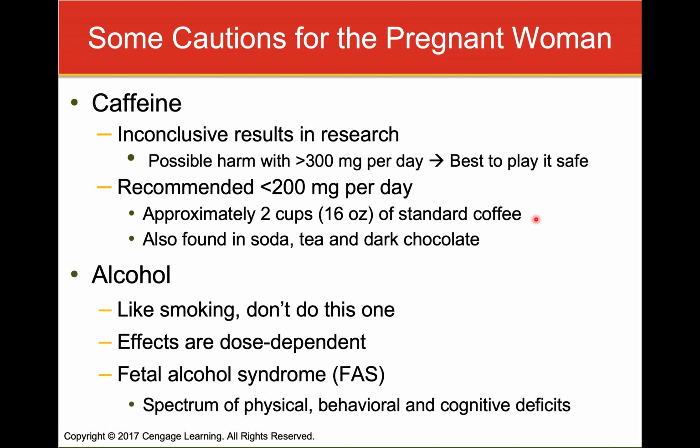Standard would just be taking a normal blend and making it as a drip. It would not apply to something like Starbucks, which has much higher amounts of caffeine. So if you get your coffee from a common place like Starbucks or Dunkin' Donuts, then the information about the estimated caffeine content will be available on their website, and you'll want to check. But 200 milligrams is about 2 cups or 16 ounces of standard coffee.